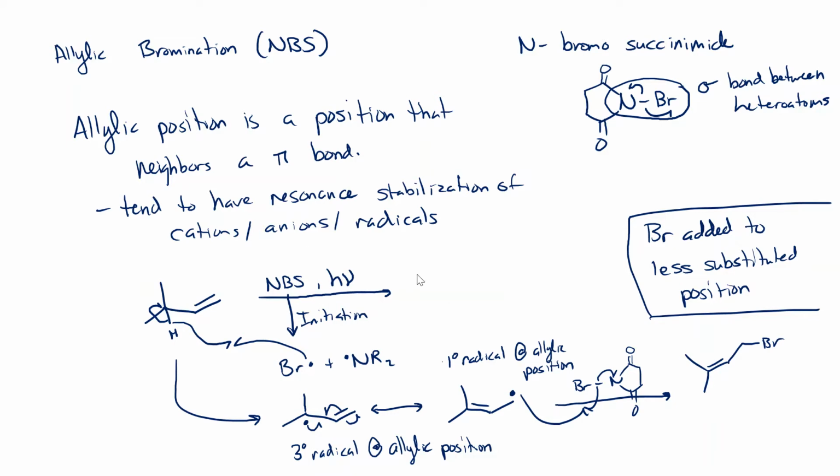All right, let's see if I can make a good example here. Okay, we're going to do this example where we have this double bond, and we're going to treat this with NBS and light. All right, so take a moment, think about where we're going to remove the hydrogen from to make the initial radical, and then what the resonance structures will look like and where the bromine will end up.